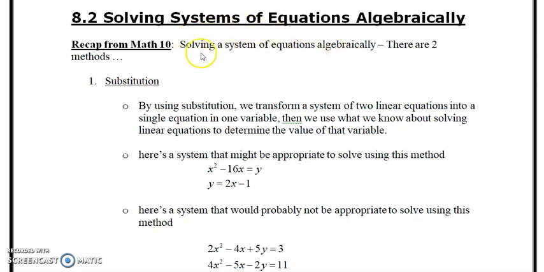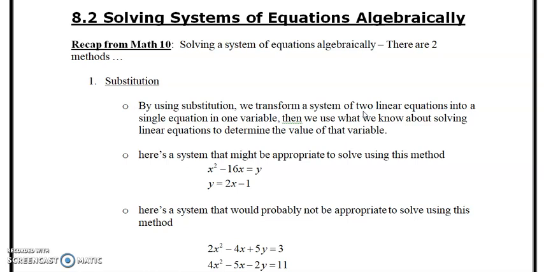So in 8.1 we did it graphically. I did a little bit of algebraic solution there as well, but let's recap what we learned from grade 10 on solving systems of equations. So you'll probably remember that there's two methods. The first one is substitution. By using substitution, we transform a system of two linear equations into a single equation in one variable.